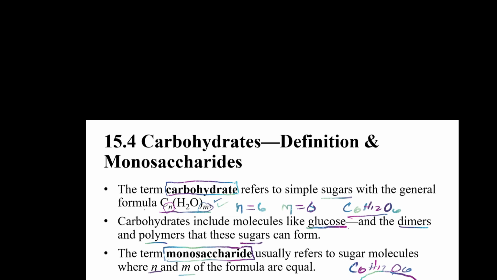So those are going to be monosaccharide sugars. This is the empirical formula. All monosaccharide sugars are going to follow that formula. Most of the biologically important monosaccharides have an N of 5 or 6, all right? And those are known as pentoses or hexoses.